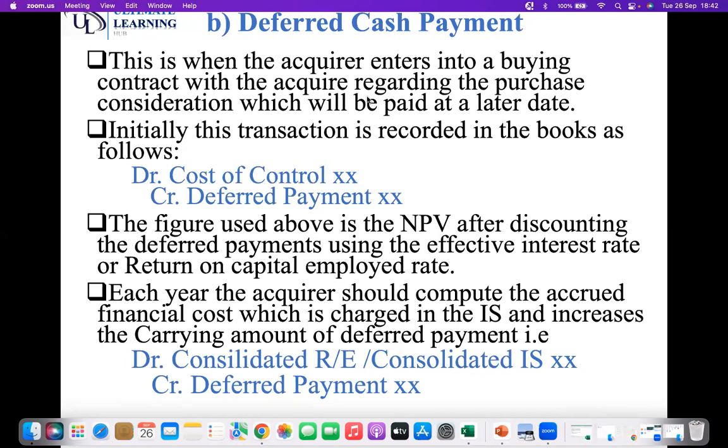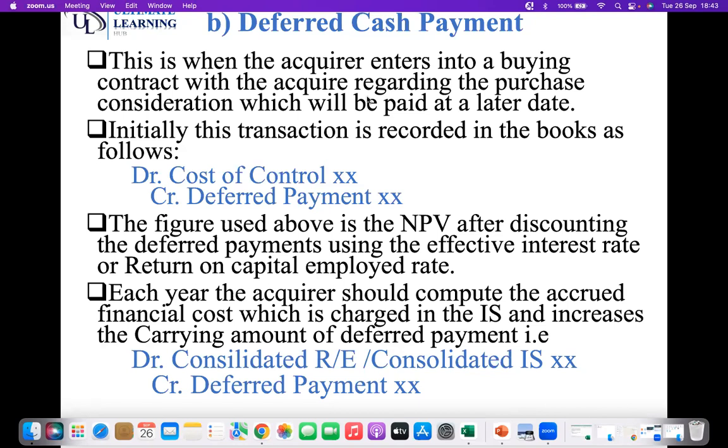In that case, that 100 million is known as future value because it will be paid after 1 year. But you must convert it to what we call present value, to know the value of that 100 million in 1 year's time, to know its equivalent value today. The value today is known as present value. So when there is deferred cash payment, in other words, payment in future, you must convert this future value into present value, by using a discounting formula.